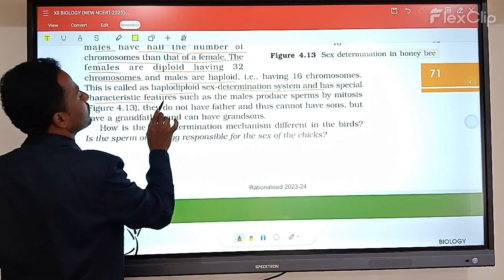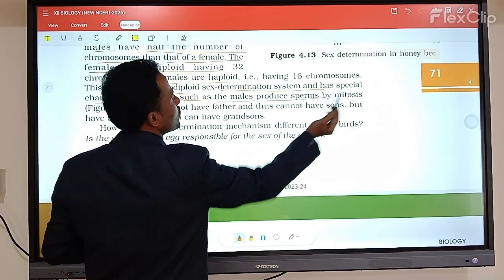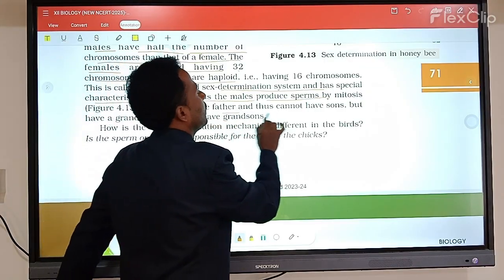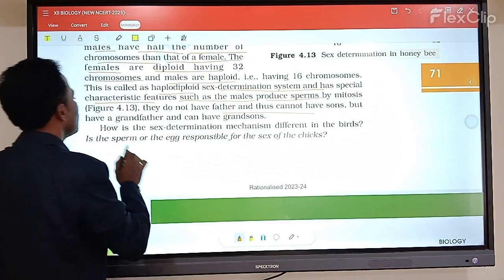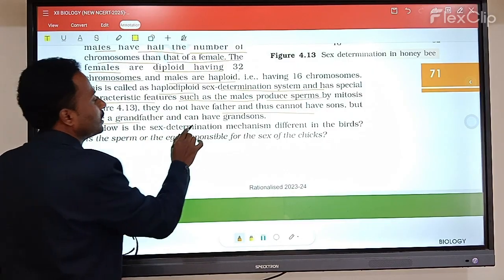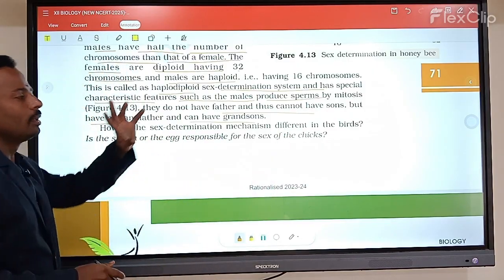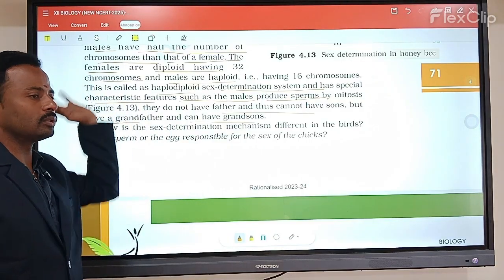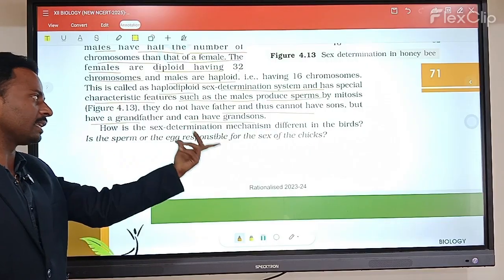A special characteristic feature is that males are produced by spermatomitosis, so they do not have fathers and cannot have sons, but they have grandfathers and grandsons. So how do the genes come? From grandfather to grandson, the genes are carried from generation to generation.